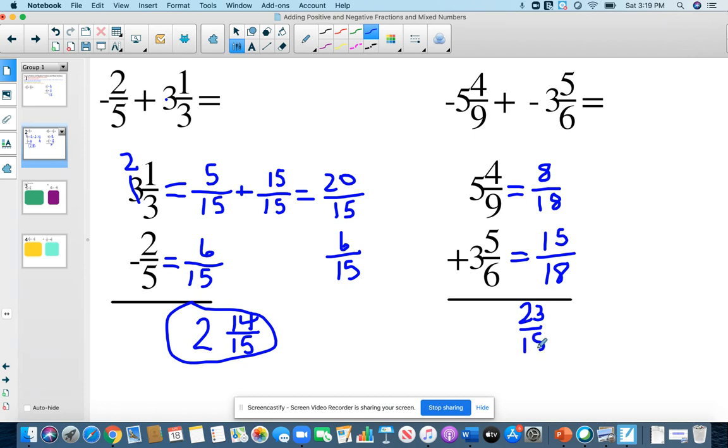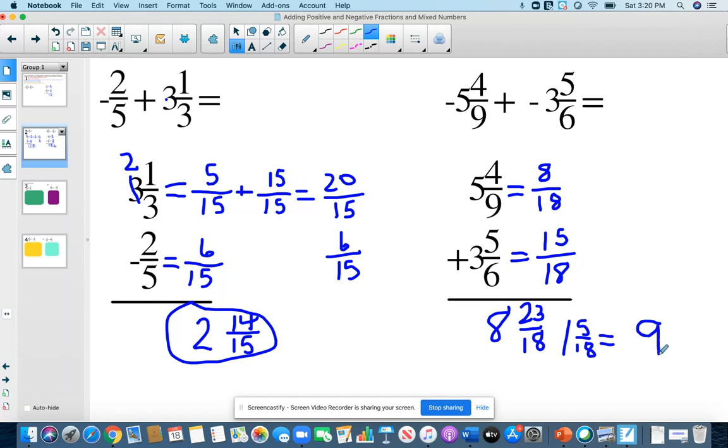And we go ahead and add the whole numbers. Sorry, we're going to add the whole numbers, not the numerators, guys. 5 plus 3, which is 8. And so I get 8 and 23/18, but that is an improper fraction. So we need to figure out how many 18s go into 23, and that is 1. So we get 1 and 5/18 plus the 8 I already had. And that gives me a final answer of 9 and 5/18.